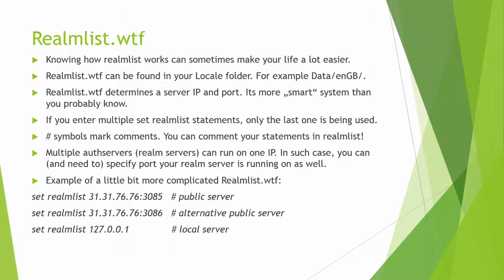127.0.0.1, that's the IP of a local server. And you can also add another set realmlist which is commented and this will be ignored. So this Realmlist consisting of 4 set realmlist statements will use the third one. So by using these tricks, you can make quite a complex Realmlist, and you don't need to always search for IP addresses of your servers and so on. You can have them in one file and just change the order in which they are, or comment those which aren't to be used right now.